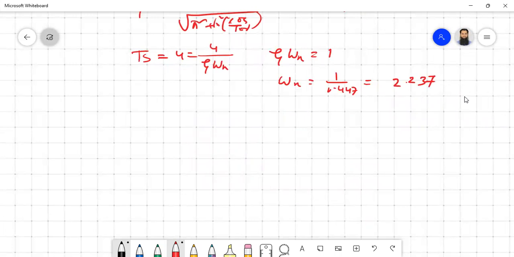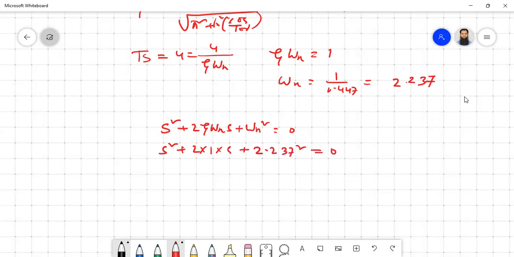So you can find out the characteristic equation of the dominant poles: s square plus twice zeta omega n s plus omega n square should be equal to 0. So s square plus 2 into 1 into s plus 2.237 whole square is equal to 0. S square plus 2s plus 5 equal to 0.